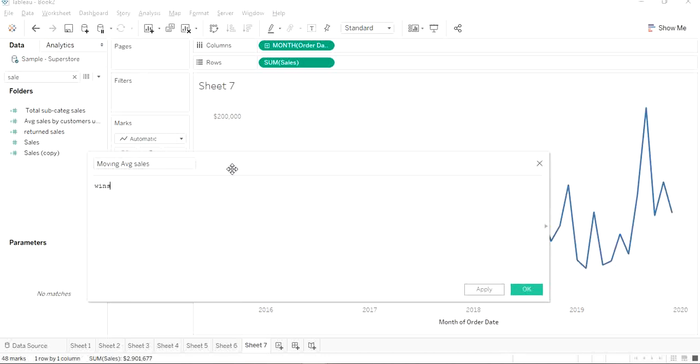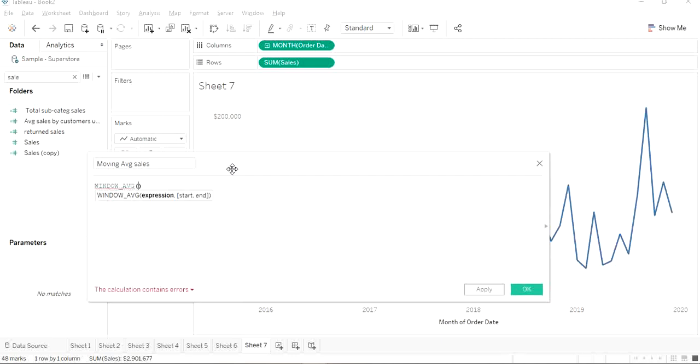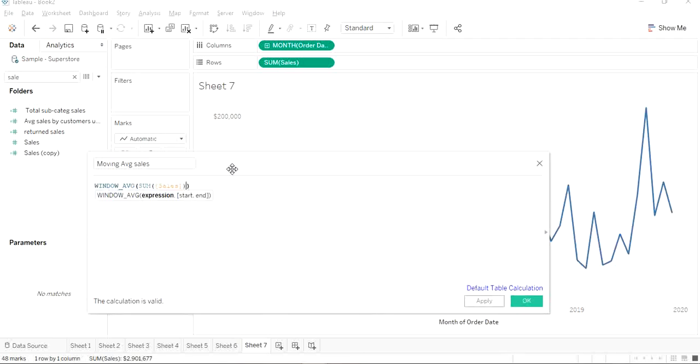And what I'm going to do, there is a function called Windows. So the Windows function goes and works on a window. I'll tell you about the Windows function. First, I have Windows average. So here I'll take the sum of cells, and then it asks for start and end.